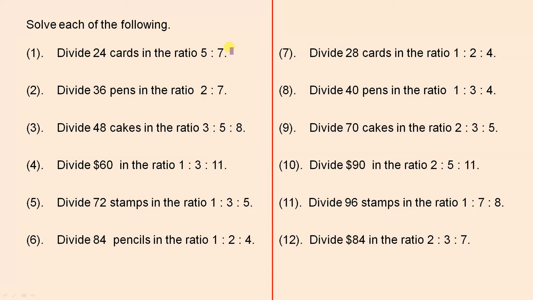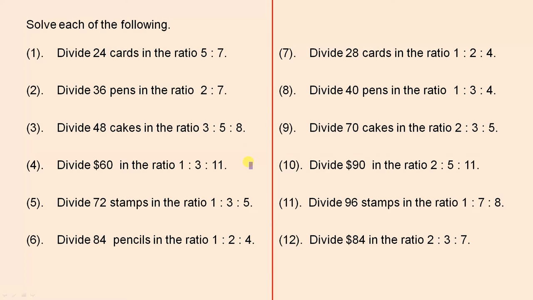So very briefly, these are the problems. Solve each of the following. Number 1, divide 24 cards in the ratio 5:7. Divide 36 pens in the ratio 2:7. Divide 48 cakes in the ratio 3:5:8.